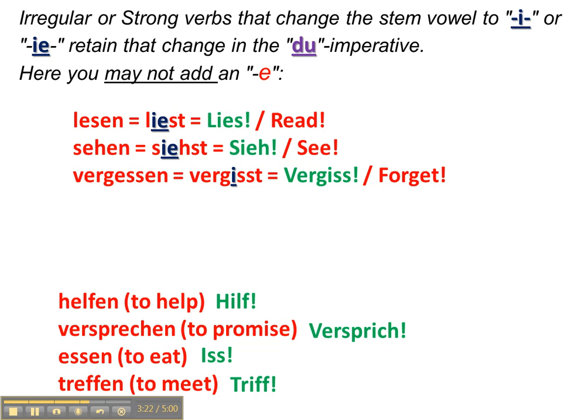This is going to be lies das Buch. Sehen's another example. Du siehst, sieh. Vergessen, du vergisst, vergiss. Okay, und hier sind ein paar Antworten hier. Helfen, hilf, versprechen, versprich, essen, iss, treffen, triff. All of these verbs follow this rule.